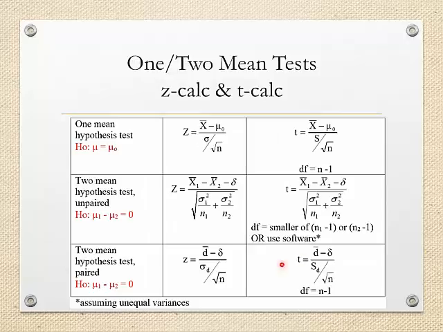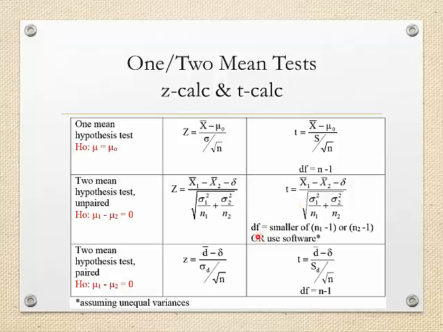Alright, so then we get to the equations. This all comes down to what equation we use for Z calc or T calc, and it's going to depend on what the null hypothesis is. So we have one set for a one mean hypothesis, with our Z and our T. And then in terms of our two mean hypothesis test, we're going to do either unpaired or paired. So we've got our unpaired right here with our T and our Z, and they look quite similar.